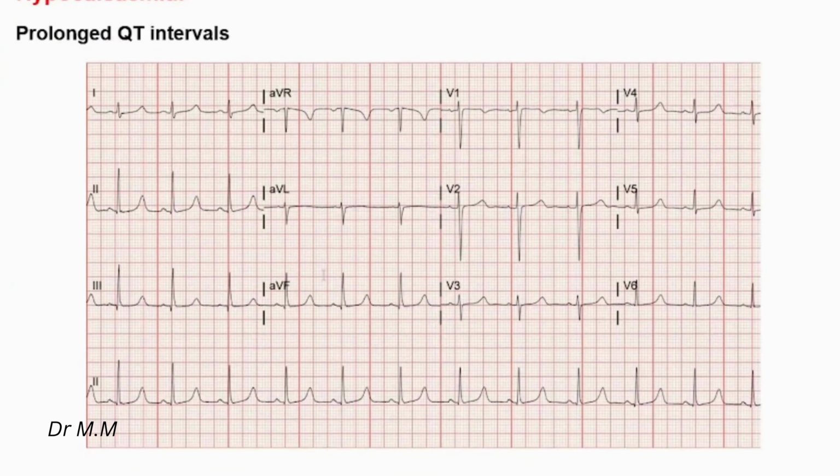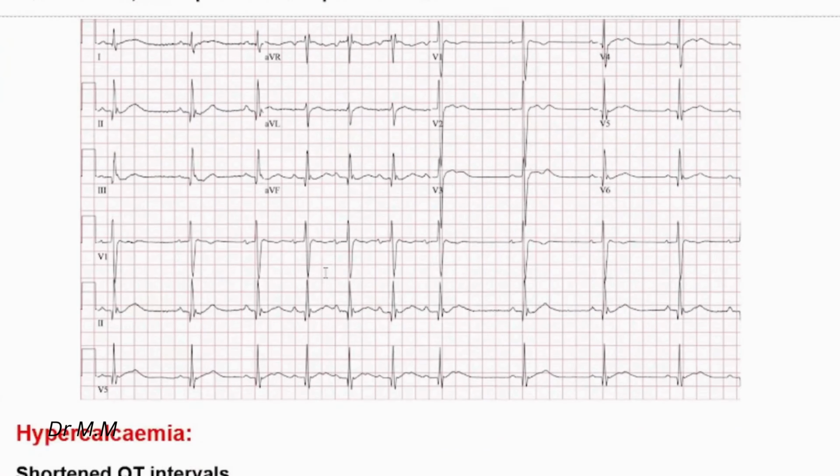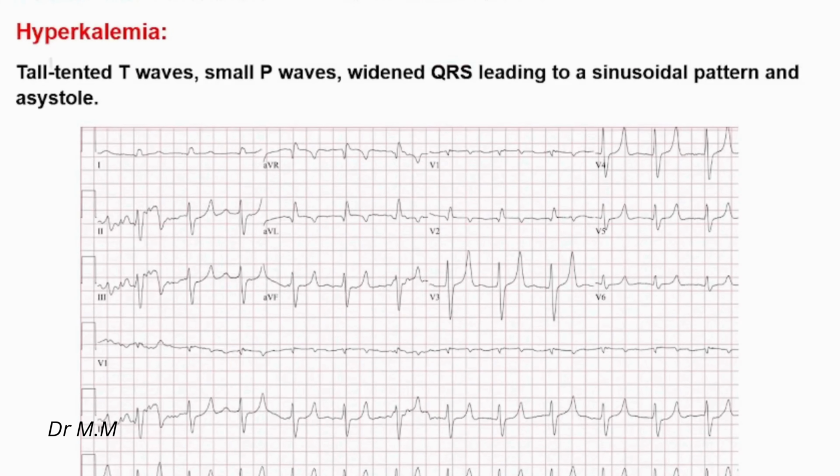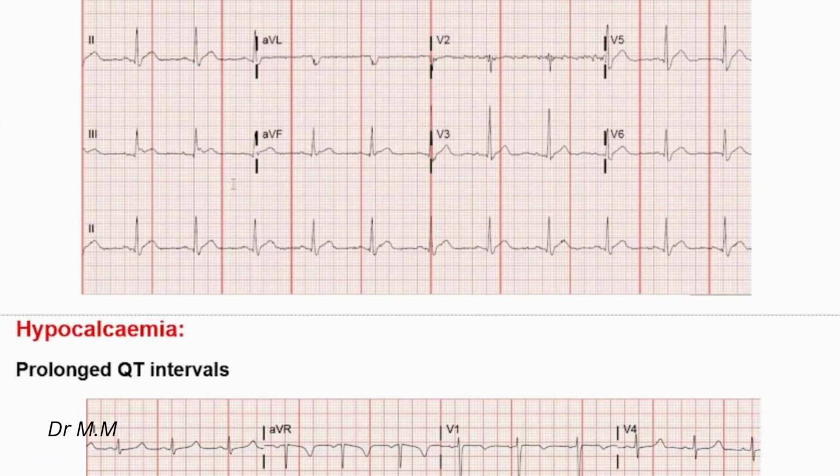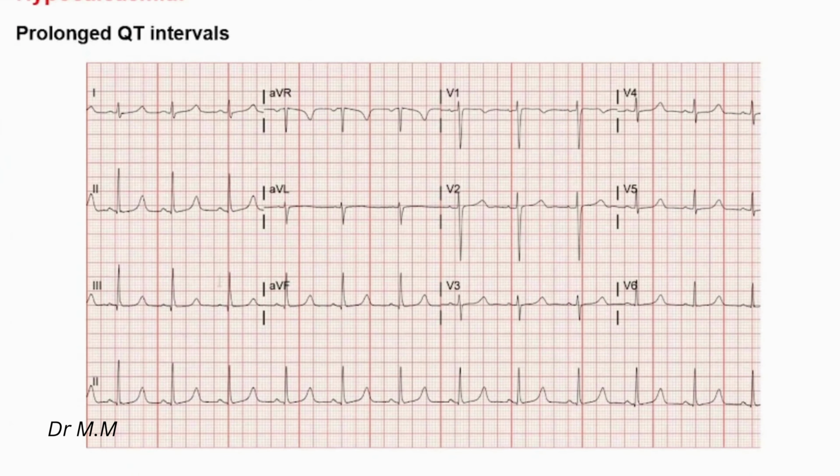And this was a short explanation of the effect of hyperkalemia, hypokalemia, hypercalcemia, and hypocalcemia on the patient's ECG.